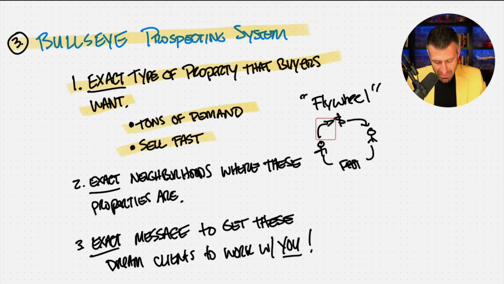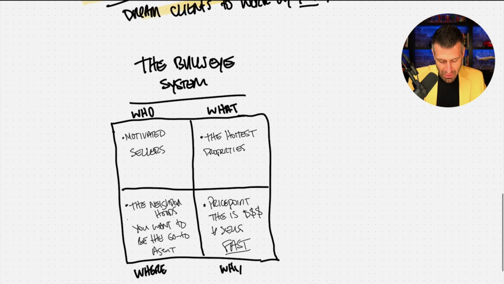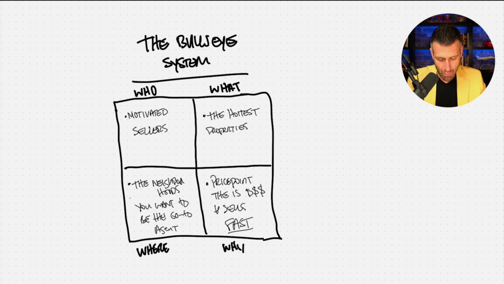Well, the other thing is this. It's the exact neighborhoods that you want to serve. Once you start to get these types of listings, you start to become the dominant go-to agent for all of these property sellers. And I'm going to show you the exact message to get these clients, and what you can do and what you can say to get these dream clients to want to work with you in just a second. Let's just make sure that we understand this really clearly.